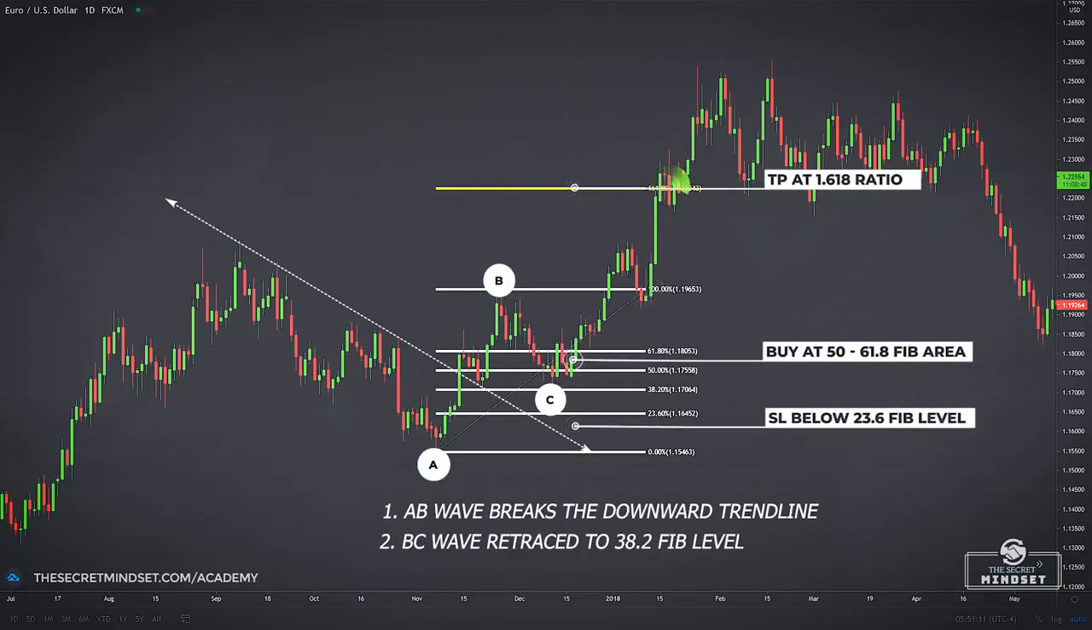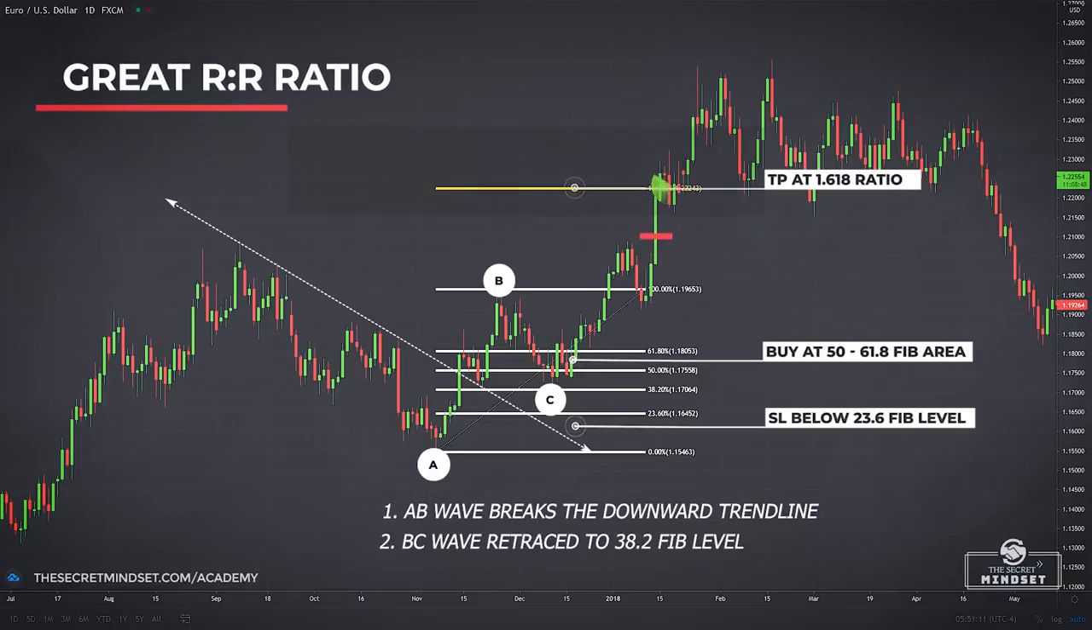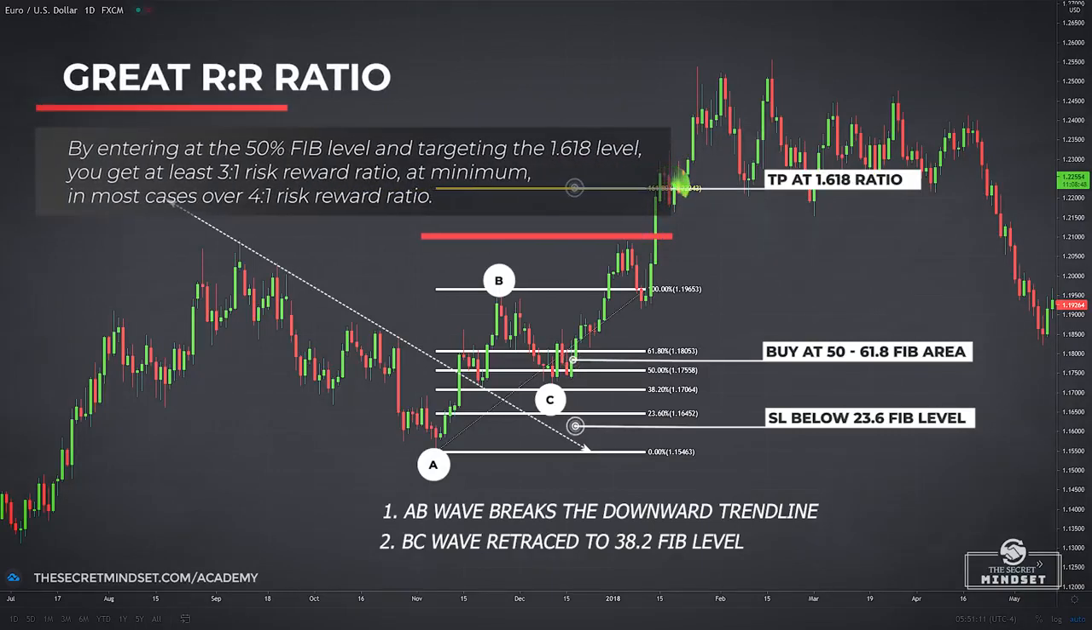The risk to reward ratio is maybe the most important metric in this trading strategy. By entering at the 50% Fib level and targeting the 1.618 level, you get at least 3-to-1 risk-reward ratio at minimum, in most cases over 4-to-1 risk-to-reward ratio.